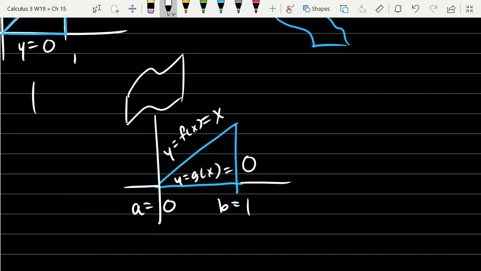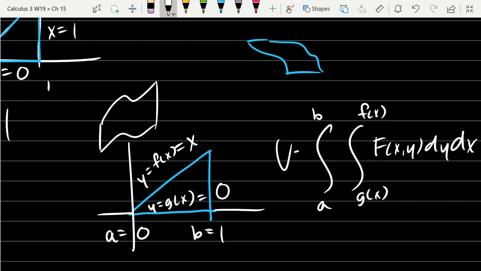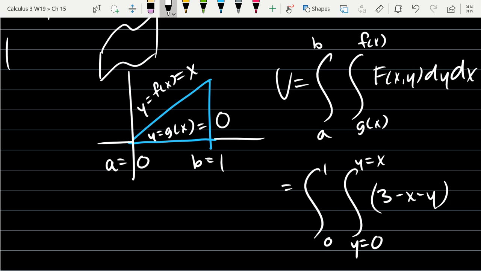All right, so let's set up our double integral. So we're going a to b, f of x, g of x. I'm just rewriting that volume integral we wrote, the first integral we wrote down today. We're just filling in the a, the b value, the f, the g function, and then the capital F function for our height. So a and b, 0 to 1. G of x, that's y equals 0, f of x, y equals x. Our function was 3 minus x minus y, and we're doing dy dx.